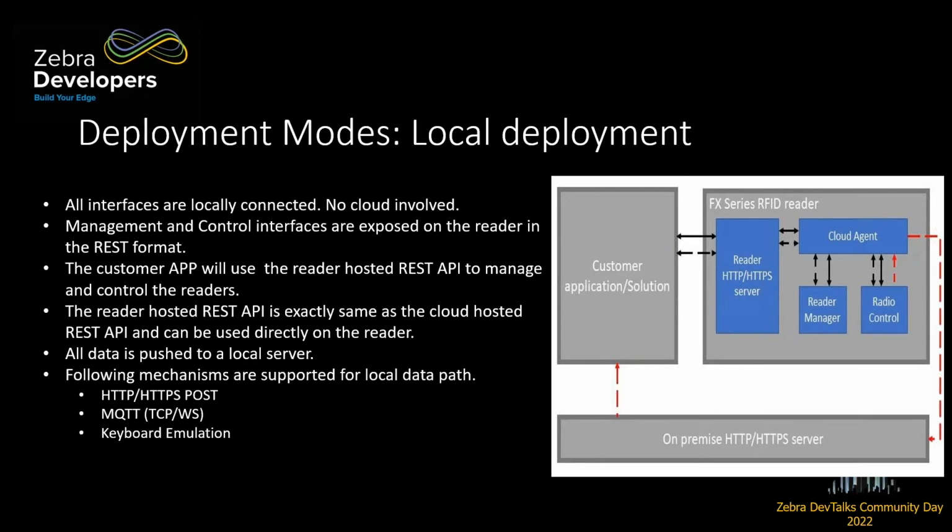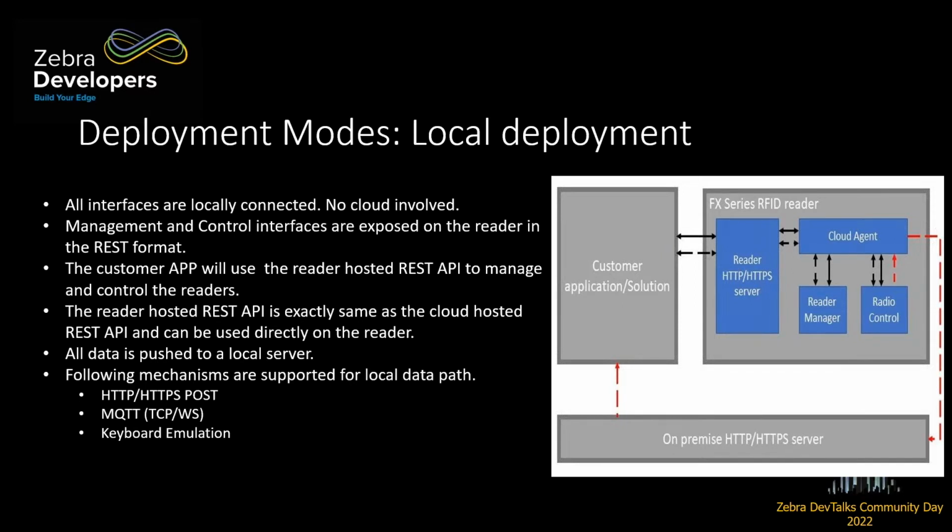So the customer application in this case would issue REST API requests directly to the reader, since HTTP REST is always a request-response kind of scenario that takes care of the management and control. And as far as data and management events are concerned, those can be configured to be sent over to another server. That can be either an HTTP post server, or just an HTTP server using the post method to send the data over, or it can be an MQTT broker, in which case the customer application would need to subscribe to the appropriate topics on the MQTT broker as well to receive the data from the reader.